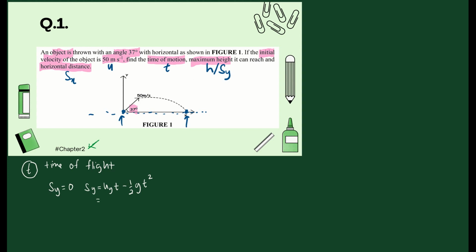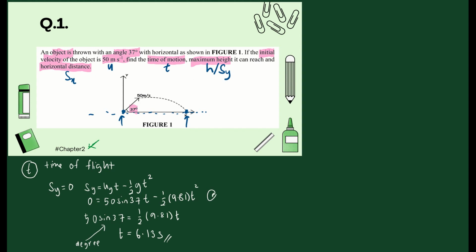So we substitute SY as 0. Our initial velocity for the y-axis is 50 sine 37, T, minus half, G is 9.81, T squared. So we have 50 sine 37 equal to half 9.81 T. One of the T is cancelled out. Putting all the values in your calculator, you will have your time of flight as 6.13 seconds. Make sure your calculator mode is in degrees.